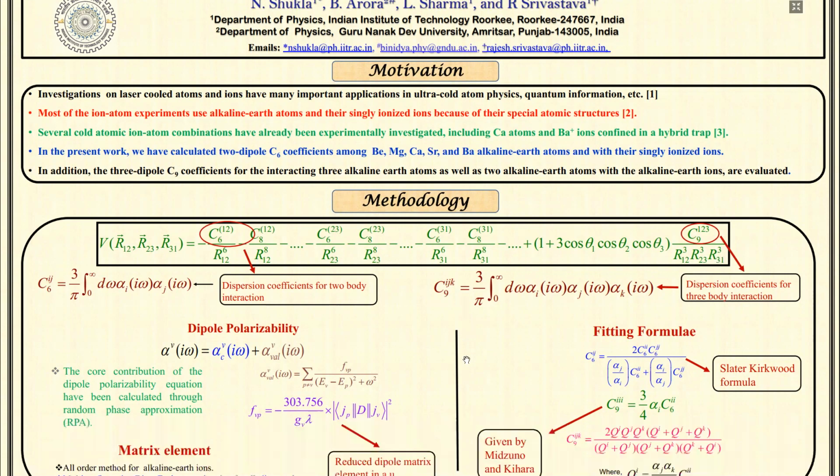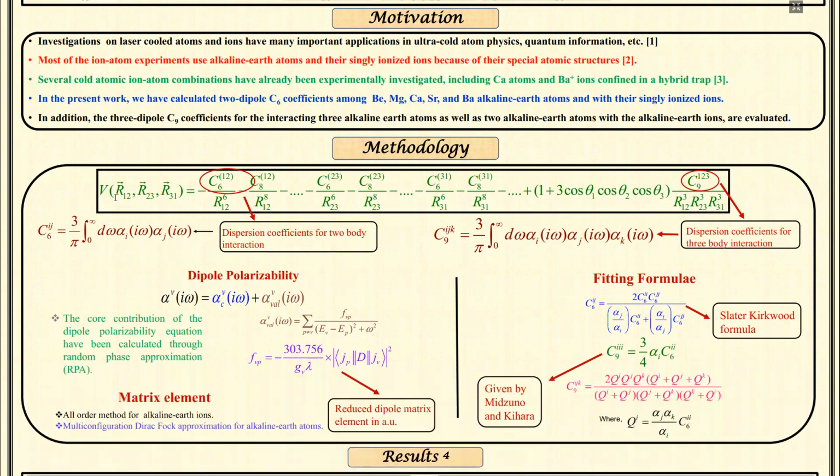The methodology involved in this work: any general long-range interaction potential between three atomic species in their ground state is given by this equation, where C6 and C9 are the dispersion coefficients for two-body and three-body interaction respectively, in which we are interested. These dispersion coefficients can be written in terms of dynamic dipole polarizability.